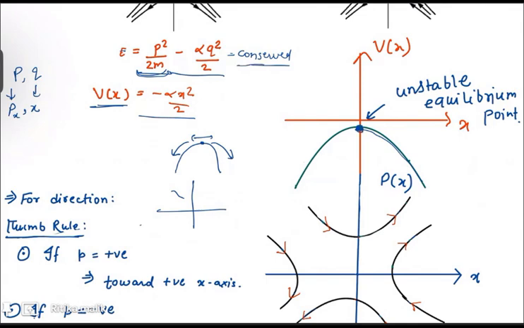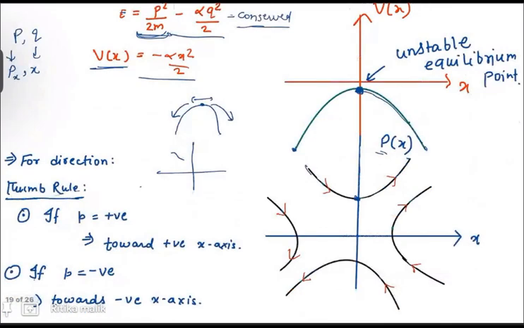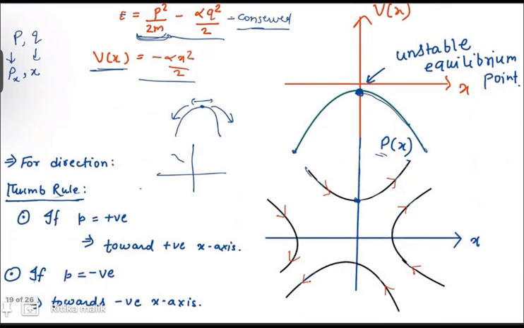So whenever we have potential energy maximum, we have momentum P minimum, and when we have the potential energy minimum, we have momentum P maximum. So this is the graph for the phase space trajectory.